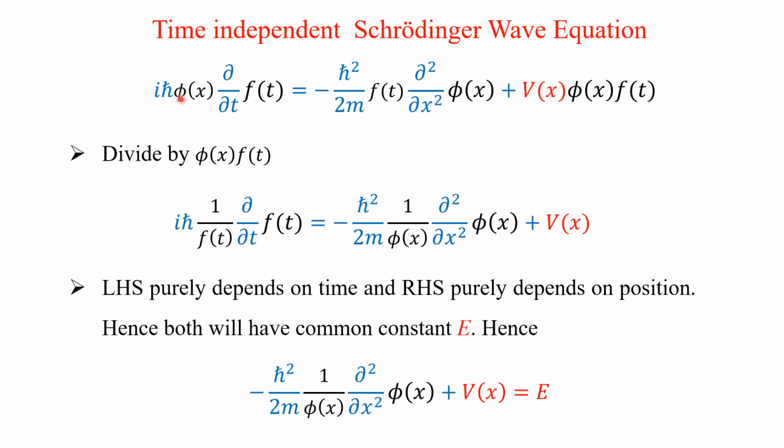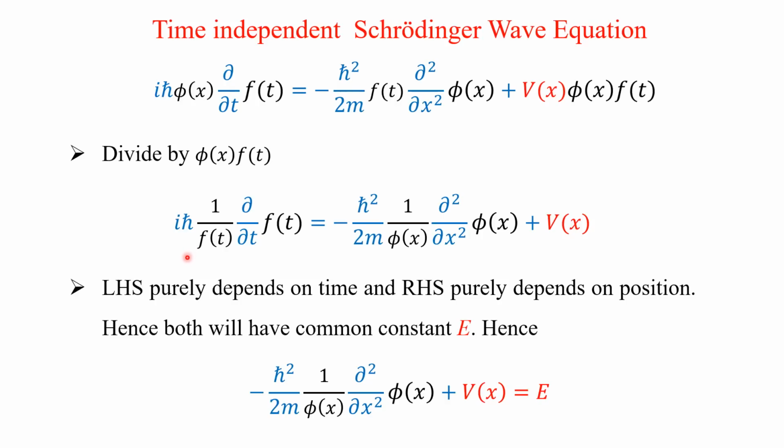Now you divide this by psi f. So in the first term, psi will cancel out, and you will get only 1 over f of t. And in the right hand side, f of t is here, so f of t will cancel with f of t. You will get only psi(x) when you are dividing by psi f. Then in the second term on the right hand side, both will get cancelled because we are dividing by psi f. So finally you will get only this expression.